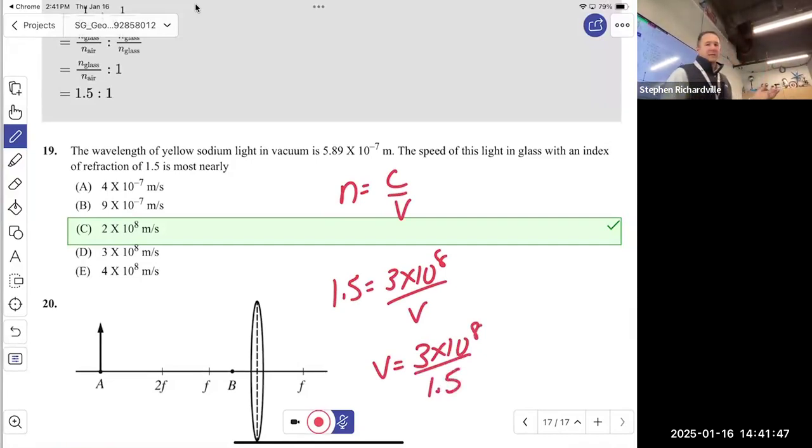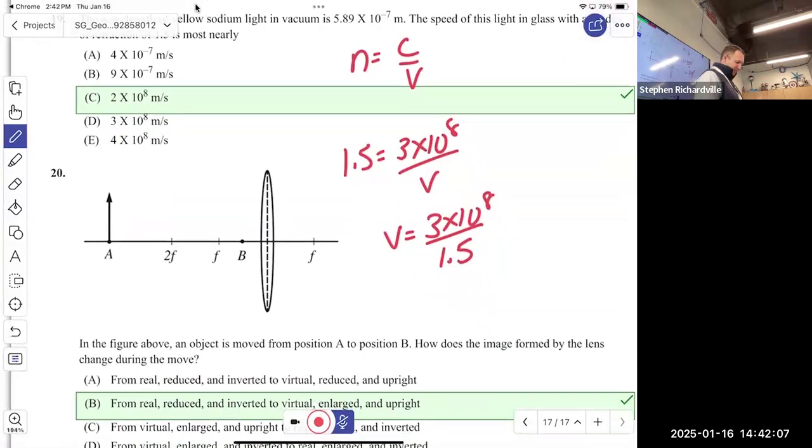So number 19. Doing number 19, n equals c over v. This is one where you can go back to honors: write down what you know. I know n, I always know c, I know wavelength if I need it, but what's v? I don't need wavelength at that point.